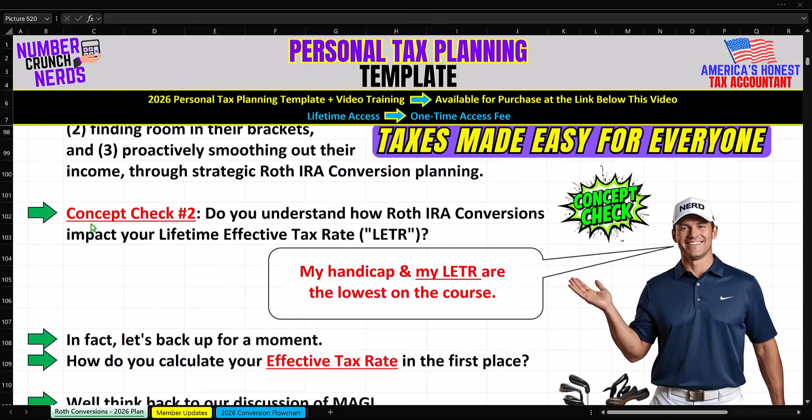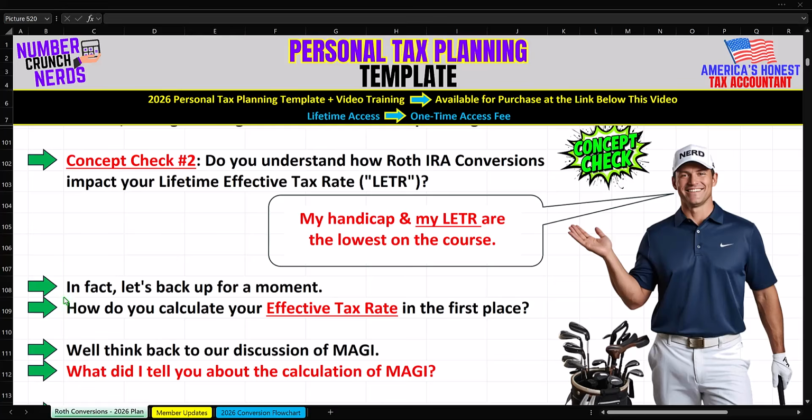Okay, now moving to concept check number 2. Do you understand how Roth IRA conversions impact your lifetime effective tax rate? Which, by the way, I may abbreviate going forward as LETR. But in fact, let's back up for a moment. How do you calculate your effective tax rate in the first place?